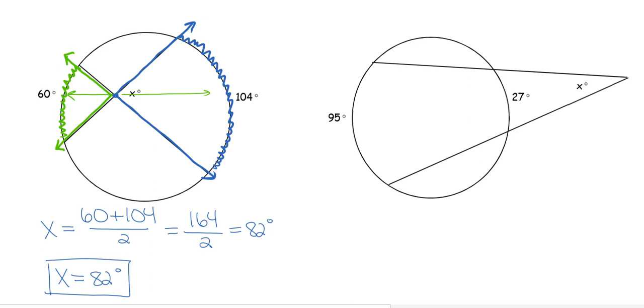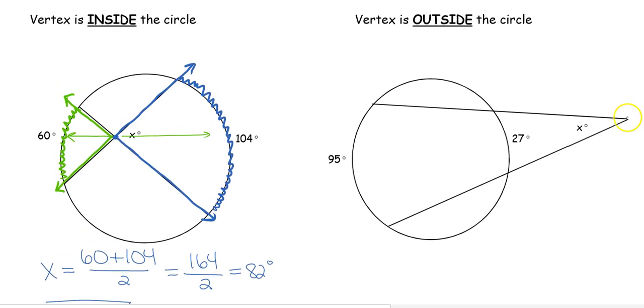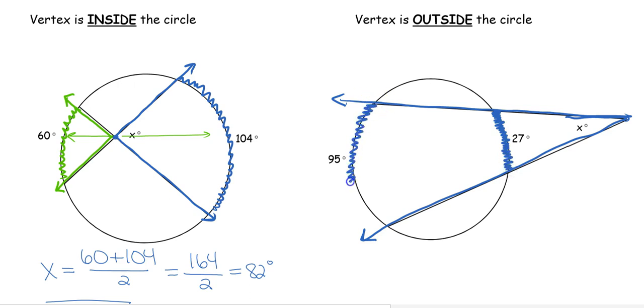Now when we look at our last one here, the vertex is outside the circle. When I look at that vertex outside that circle, that angle, again, is formed by two rays. And those two rays are actually going to create two intercepted arcs. We create an intercepted arc on that side of the circle, as well as this side of the circle.